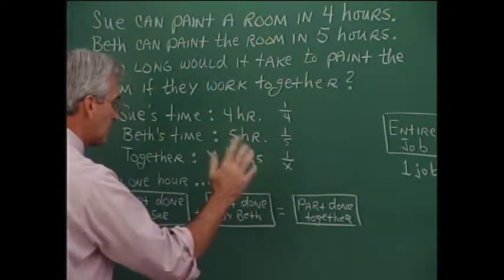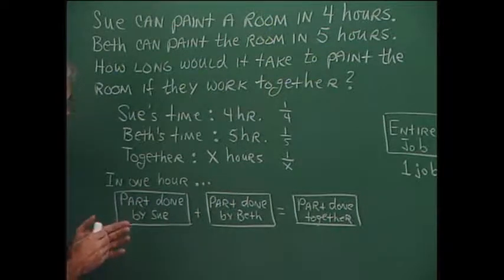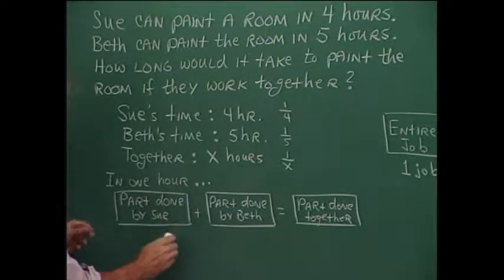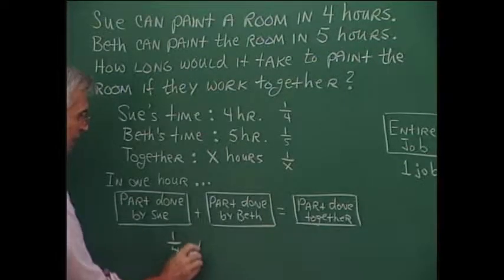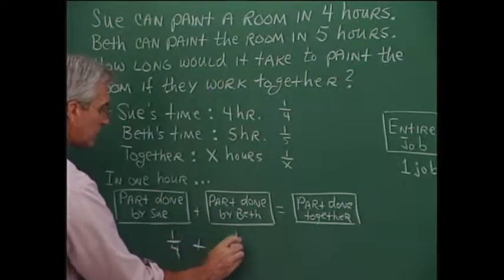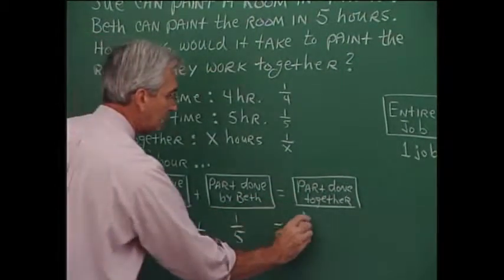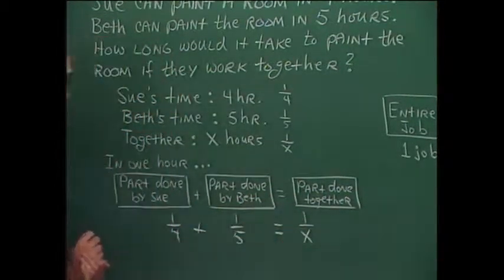We need these fractions involved in order to structure our equation. In 1 hour, the part done by Sue, which is 1/4 of the job, plus the part done by Beth, which is 1/5 of the job, is equal to the part that they accomplish working together, which is this fraction, 1/x, of the job. You see, and then we go about solving that equation.